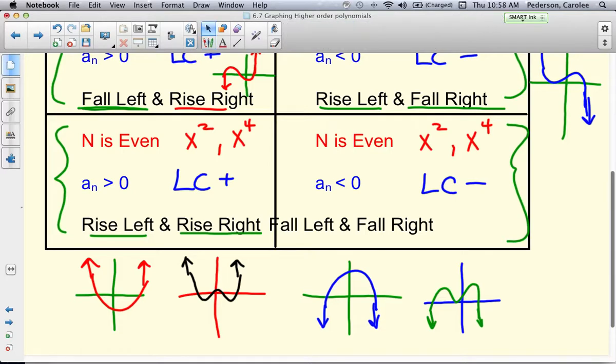And then on the next video, we're going to go ahead and practice finding the end behavior using this leading coefficient test, these 4 boxes. So you're going to refer to this later.